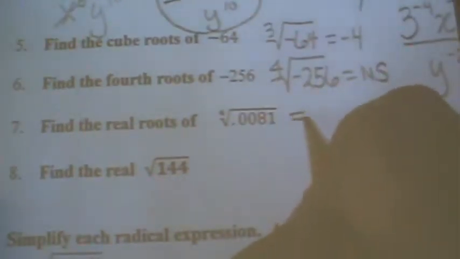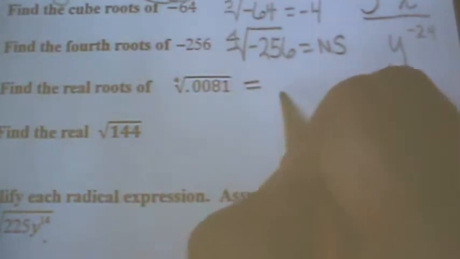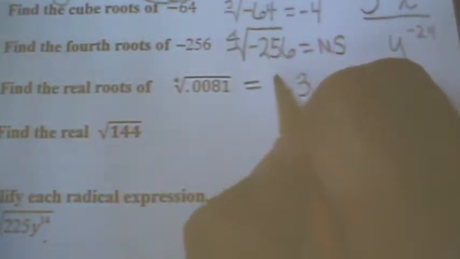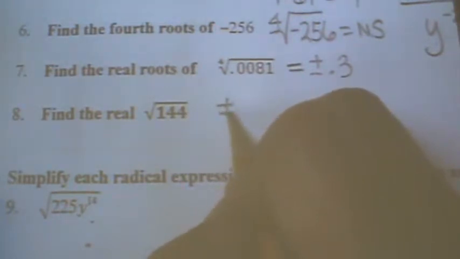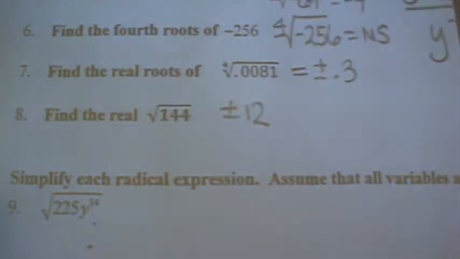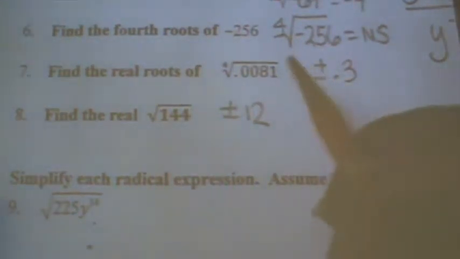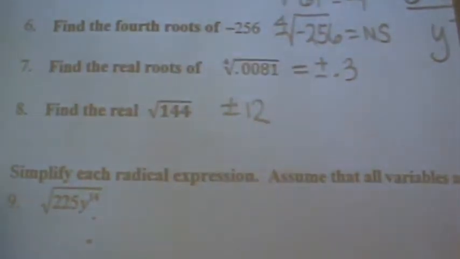Good job. How about this one? 0.3. Is there another answer? Plus or minus. When the index is even, I want you to write both plus and minus. And this one too, 12. Plus or minus 12. Oh, I thought you didn't have to put plus or minus. If the index is even, yeah, you're going to. No, you're going to do that.